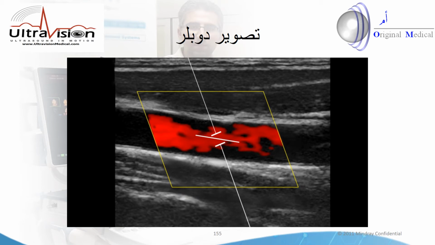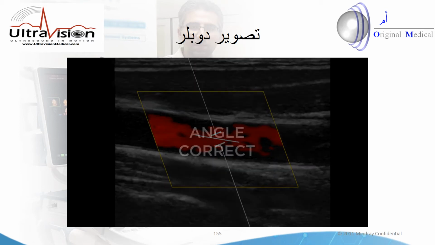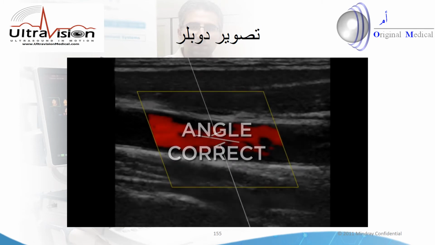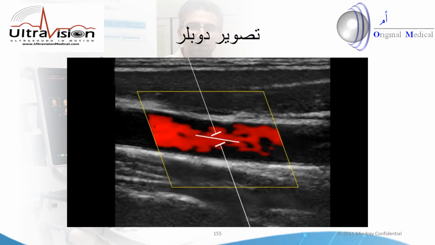Another user configurable parameter is the angle correct setting, or AC. The AC corresponds with this bar. The purpose of this setting is to provide a correction factor in order to achieve the correct inclination angle. The goal is to align the AC bar with the direction of flow. The AC value should be in the range of 0 to 60 degrees for the carotid artery Doppler study.